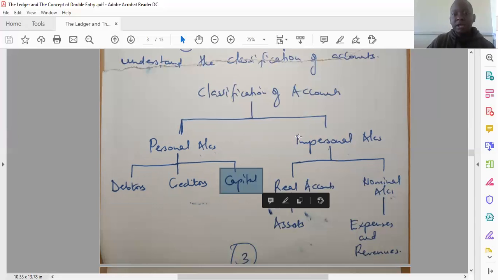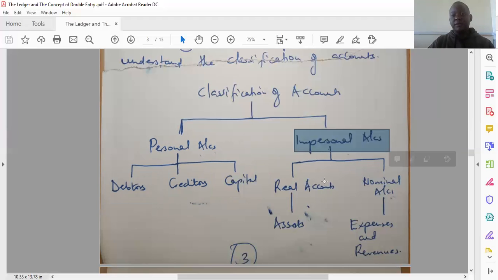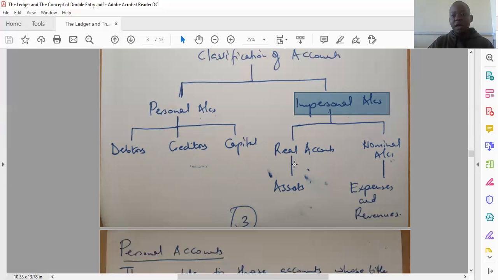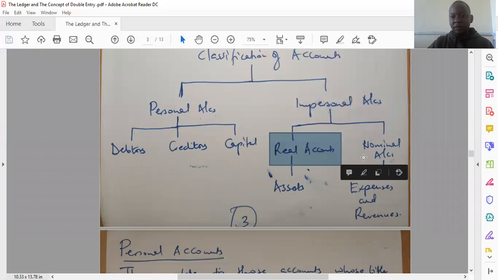The other classification we have is the impersonal accounts. The impersonal accounts are those accounts that do not contain the name of a business or person as their title. The impersonal accounts are further classified into two: the real accounts and the nominal accounts.